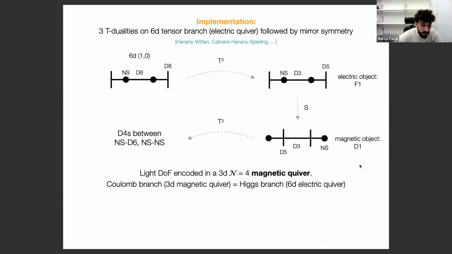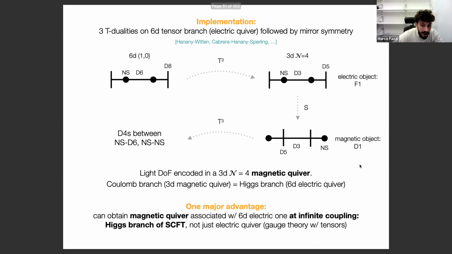And rather importantly, we have an extra advantage in that the magnetic quiver associated with the 6D electric one captures the Higgs branch, not just of the gauge theory on the tensor branch, but also of the CFT at infinite coupling. So at the origin of the tensor branch, I can still use the magnetic quiver to describe the Higgs branch of the CFT. This is a property that is very important for our purposes.